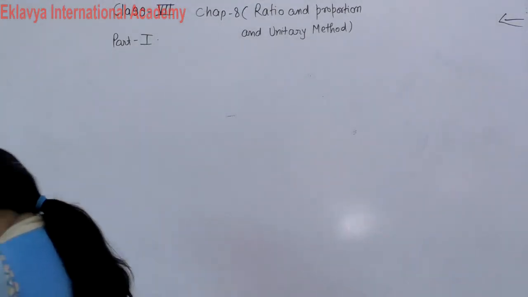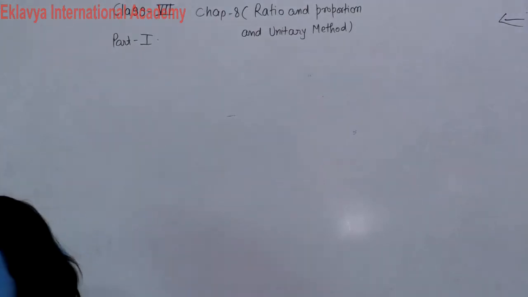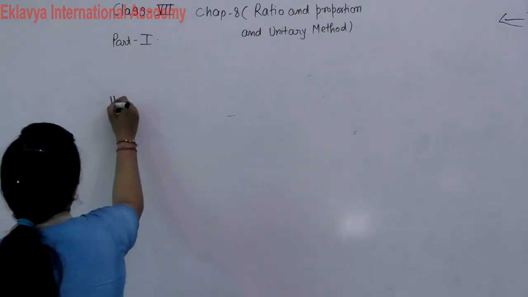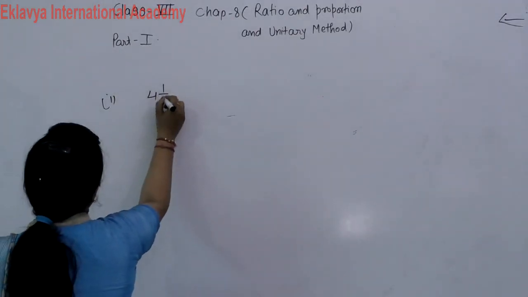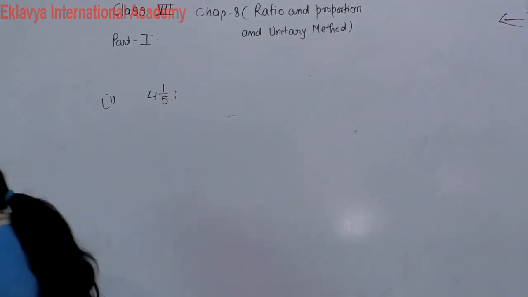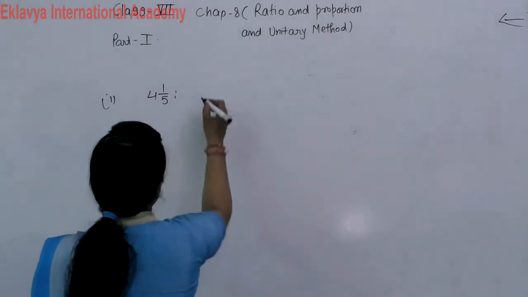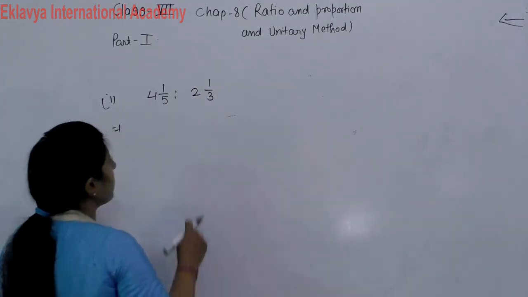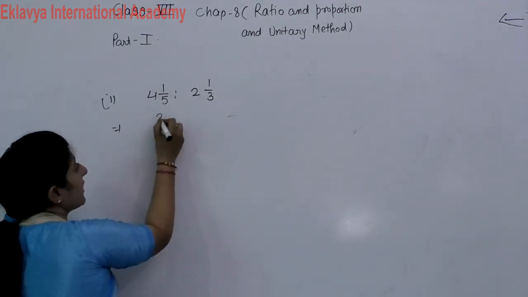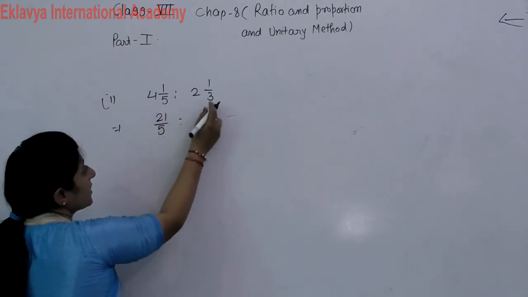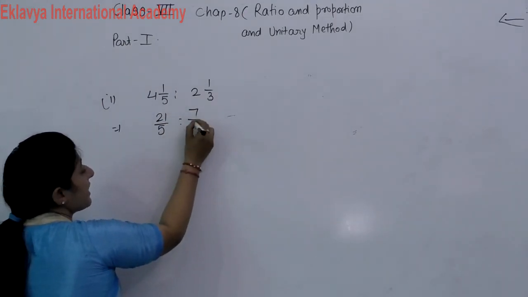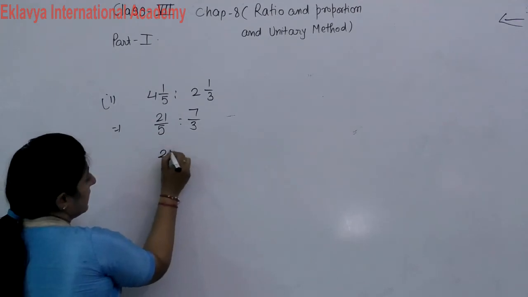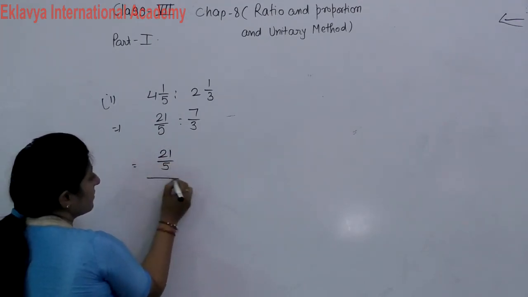Next, see now, express the following ratios in the simplest form. It is given to you: 4 1/5 ratio 2 1/3. 4 1/5 means 4 5s are 20, 21 by 5. Ratio 2 1/3: 3 2s are 6 plus 1, 7 by 3. Then you can write it like this also.